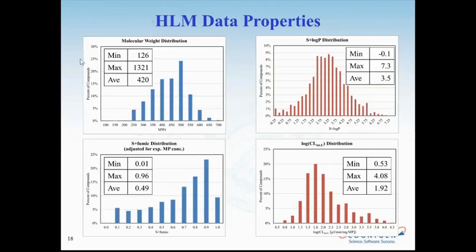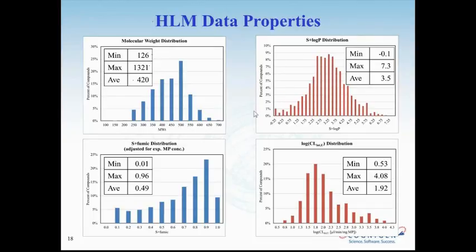So this is just some distribution plots of the overall data set used to build the model. In the upper left-hand corner is the molecular weight distribution. The minimum is 126, the maximum is 1312. So we did have some fairly large macrocyclic compounds in the data set, but they weren't a great deal. The average molecular weight was 420. So most of the compounds had a molecular weight below 500. This bar here actually represents everything between 450 and 500.